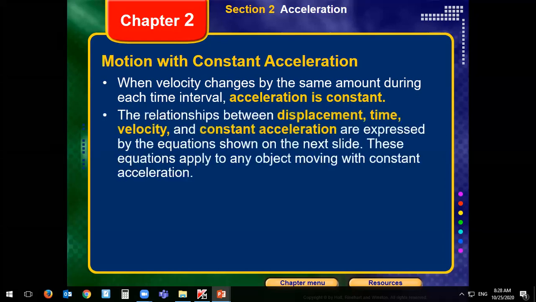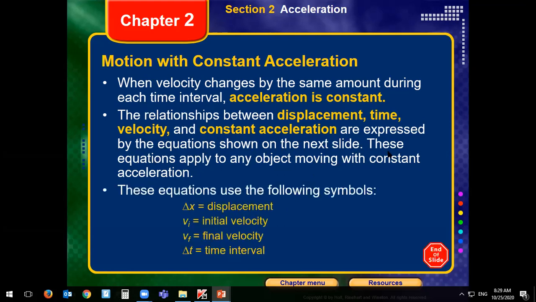This means acceleration is constant. Okay. Also, the relation between displacement, time, velocity, and constant acceleration is expressed by the equations shown on the next slide. These equations apply to any object moving with constant acceleration. We will take 3 equations on the next page. They are very important to study the motion with uniform acceleration. These equations use the following symbols.